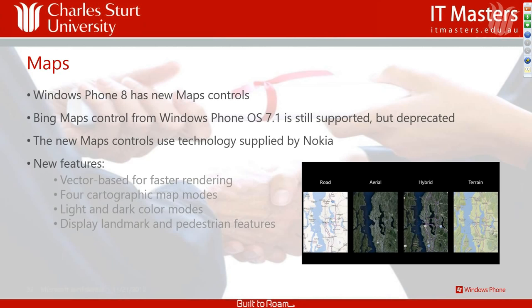One of the great examples here is where if you're driving using, say for example, the Nokia Drive application, it'll actually flip between these color modes if you go into a tunnel. It's actually really clever the way it does that. And there's the ability to display landmark and pedestrian features within those applications. And a lot of those features are available within the maps control that you can use within your application.